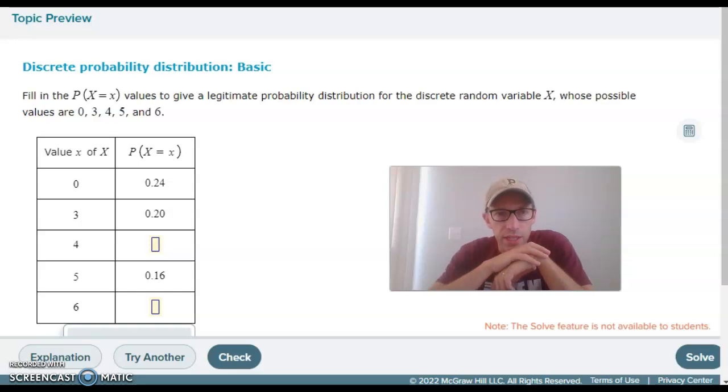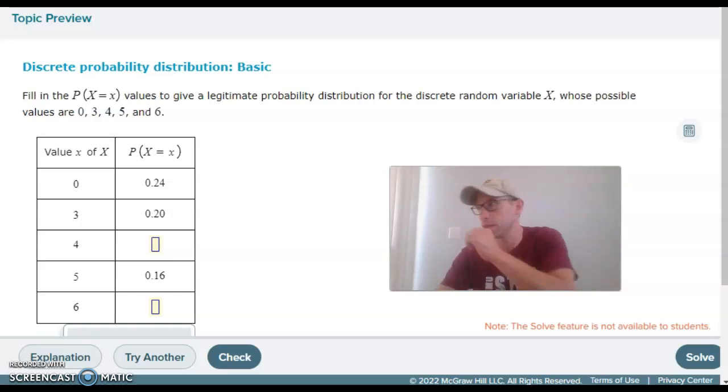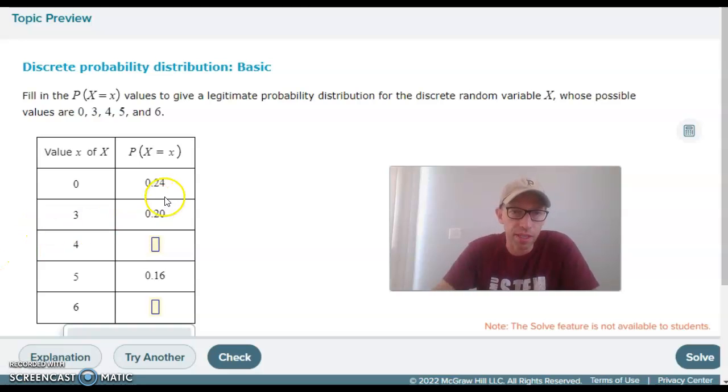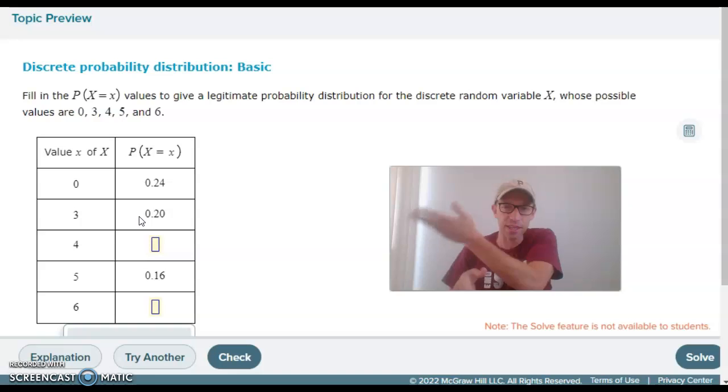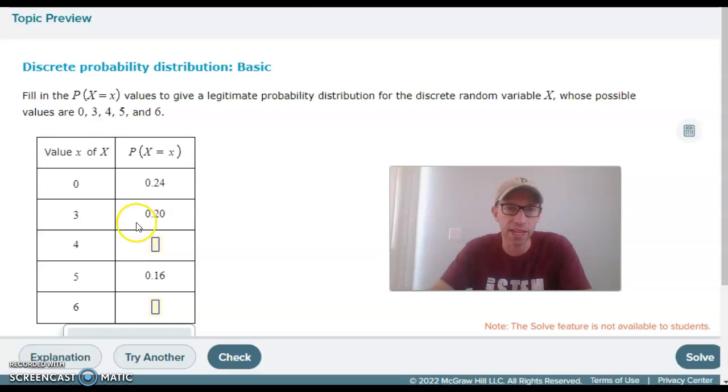All right, so a discrete probability distribution has to have two things. The probabilities have to add up to exactly one, and I guess none of the probabilities can be negative, so that's important also. Technically all the probabilities have to be between 0 and 1, but if they add up to 1 and they can't be negative, then it wouldn't be able to be above 1 anyway.